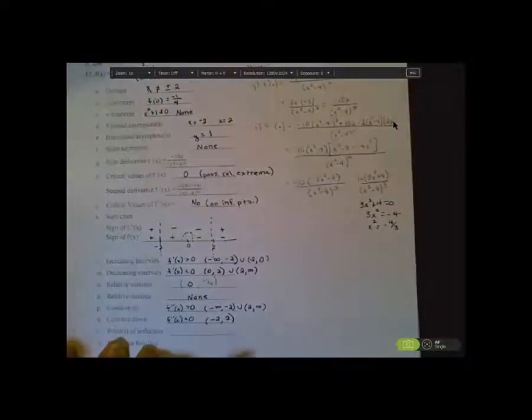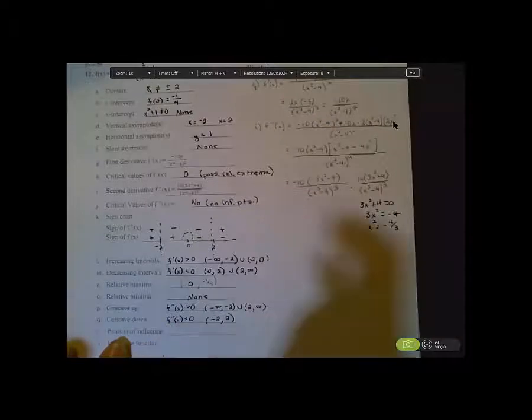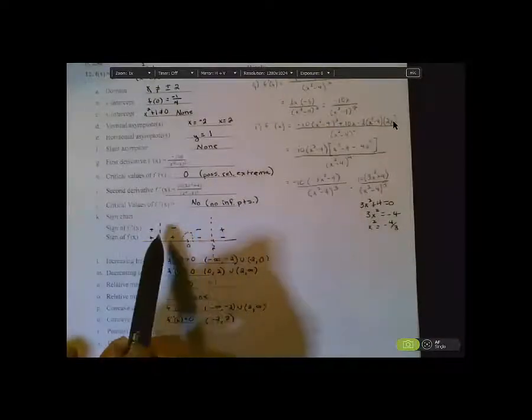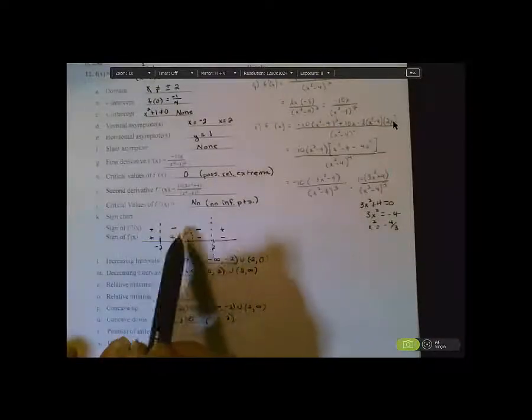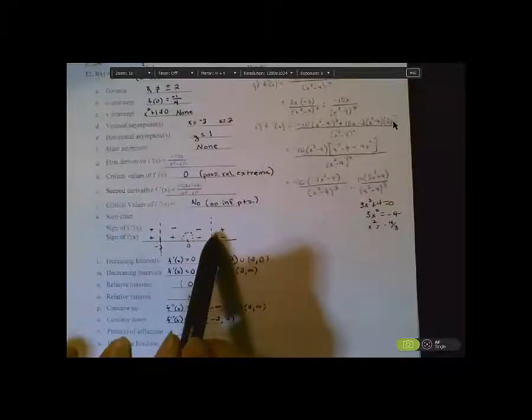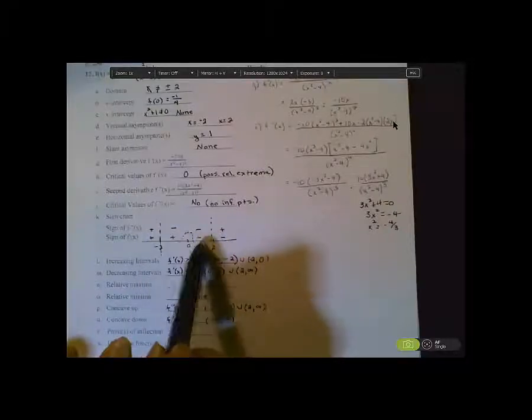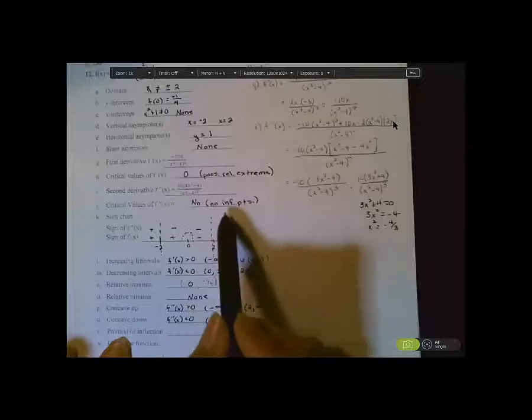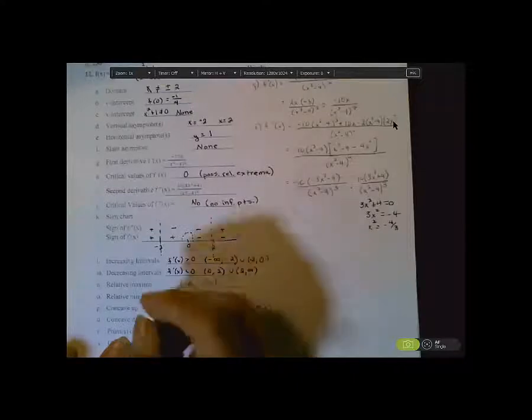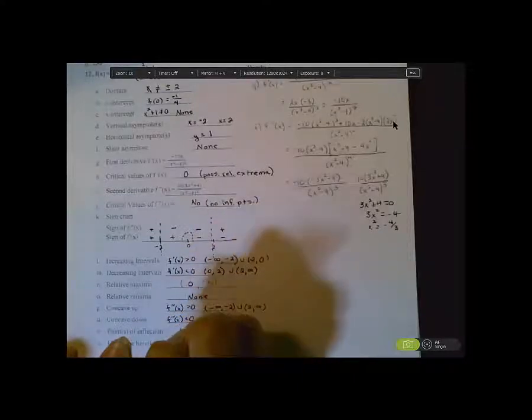Points of inflection are my critical points of the second derivative, or where the function changes concavity. Well, the only place where the sign of the second derivative changed was at its asymptotes, and an asymptote can't be a point of inflection. We had already determined up here that there was no point of inflection.